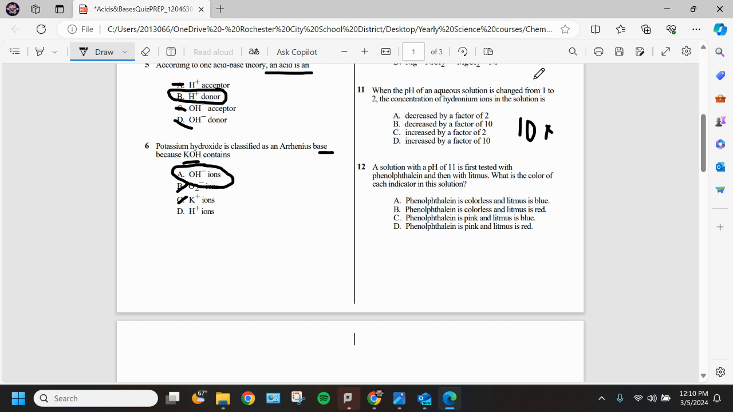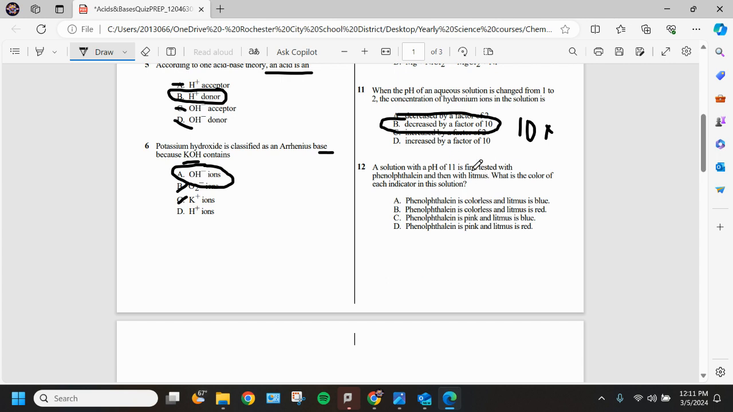So now it's going from 1 to 2. It's actually decreasing, though, because I'm becoming more basic or less acidic. I've got to remember that the number has to get smaller for the H plus concentration to increase. It's kind of backwards in that regard.